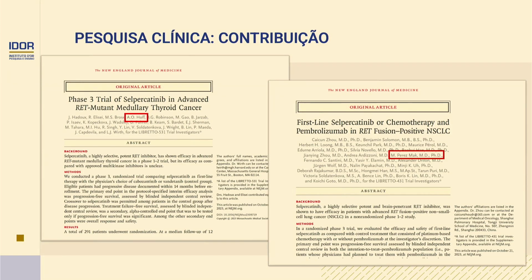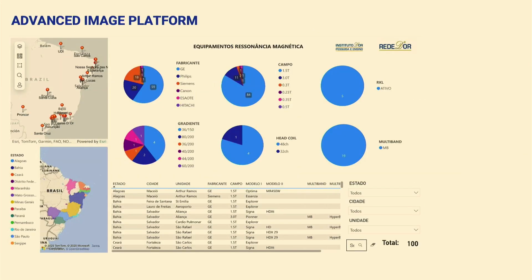But we are very happy when we can do things like that and have publications like in New England Journal. And we always say that our dream is to have Latin Americans in the first and the last authorships of all those trials.